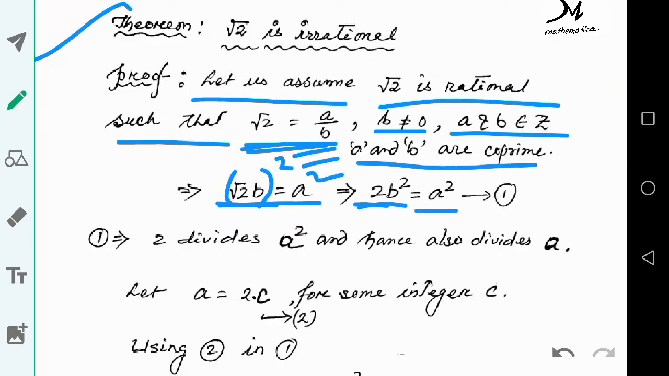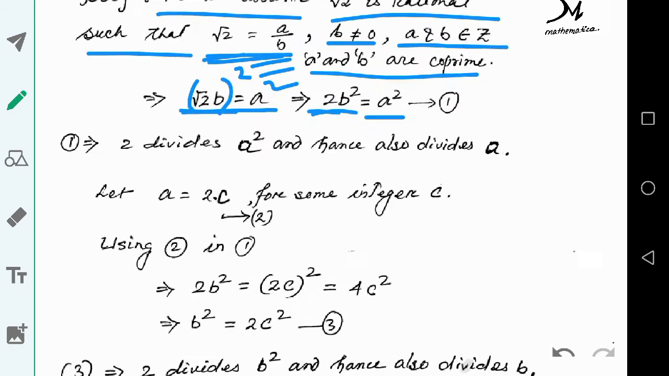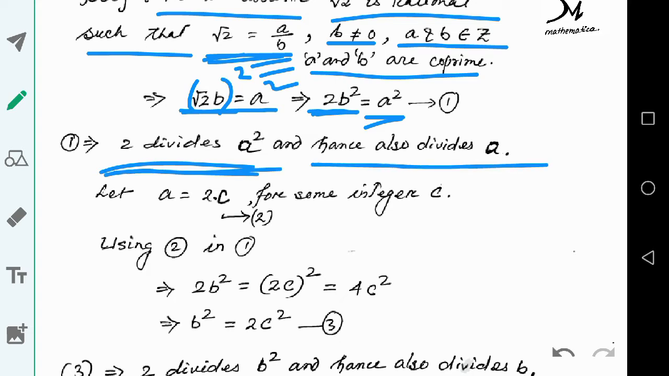As we have got 2b square is equal to a square, that means when b square is multiplied by 2, then it gives a square. That means 2 divides a square, that means 2 must be a factor of a square. And we have already got a theorem that if p is a prime number, if p divides a square, then it must divide a. So here also, if 2 divides a square, hence it also divides a. That means 2 is a factor of a as well.